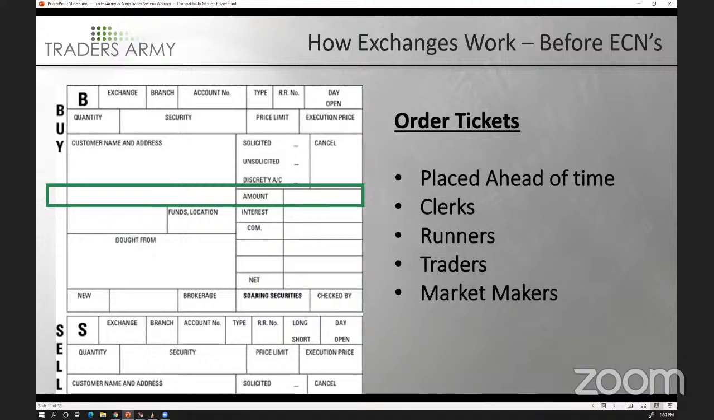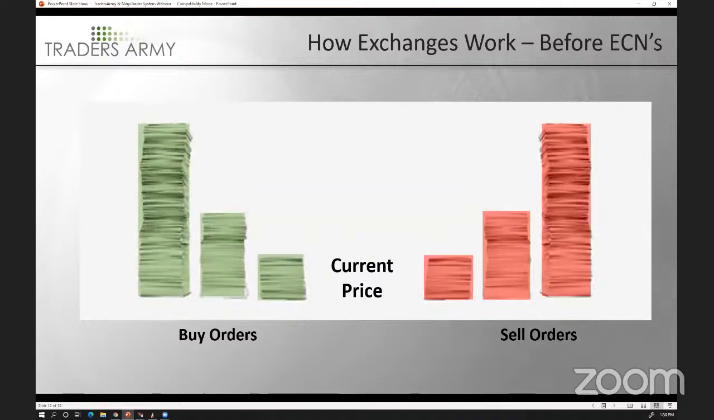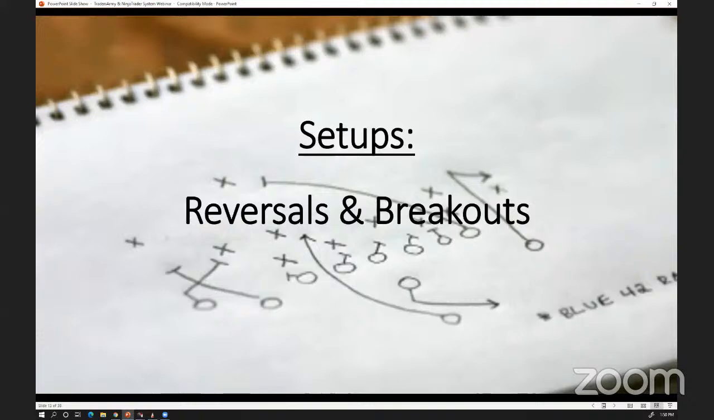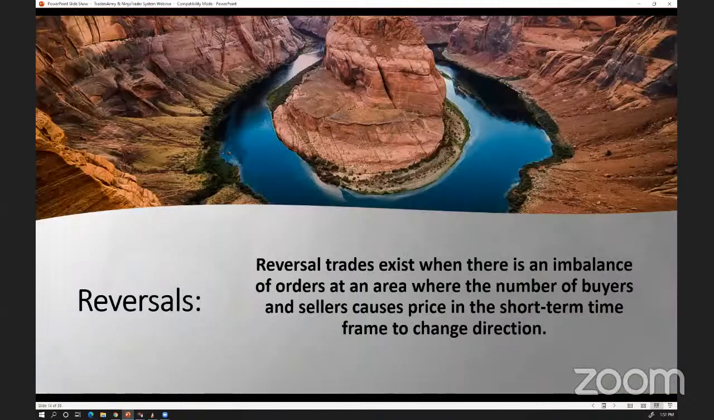And so we're talking about the big institutions creating these large institutional imbalances, buy orders and sell orders. And when it comes to trading reversals, reversal trades exist where there is an imbalance of orders at an area where the numbers of buyers and sellers cause price in the short term to change direction.